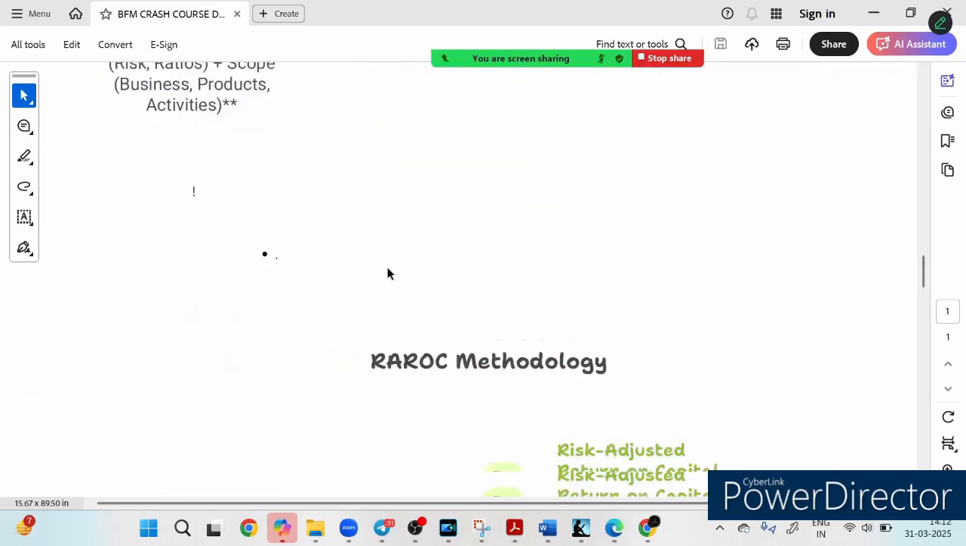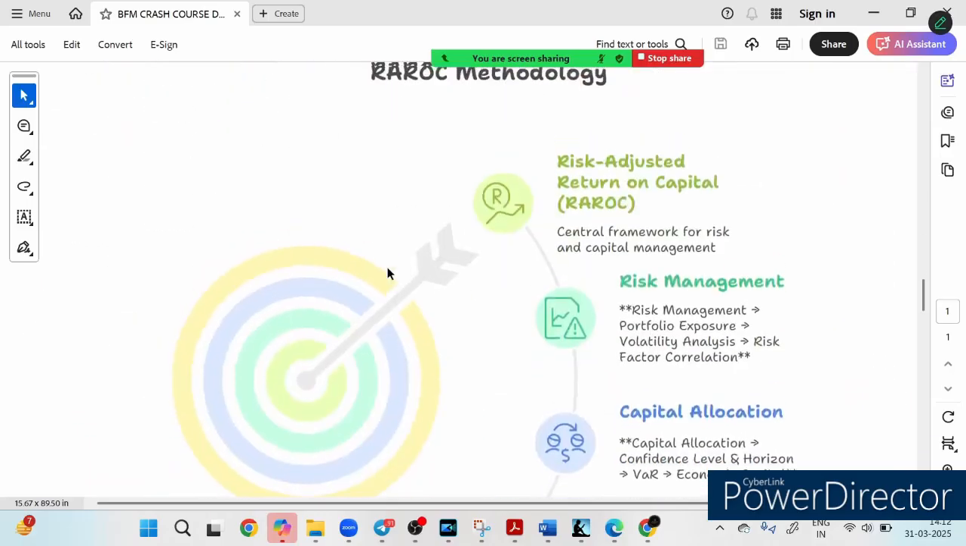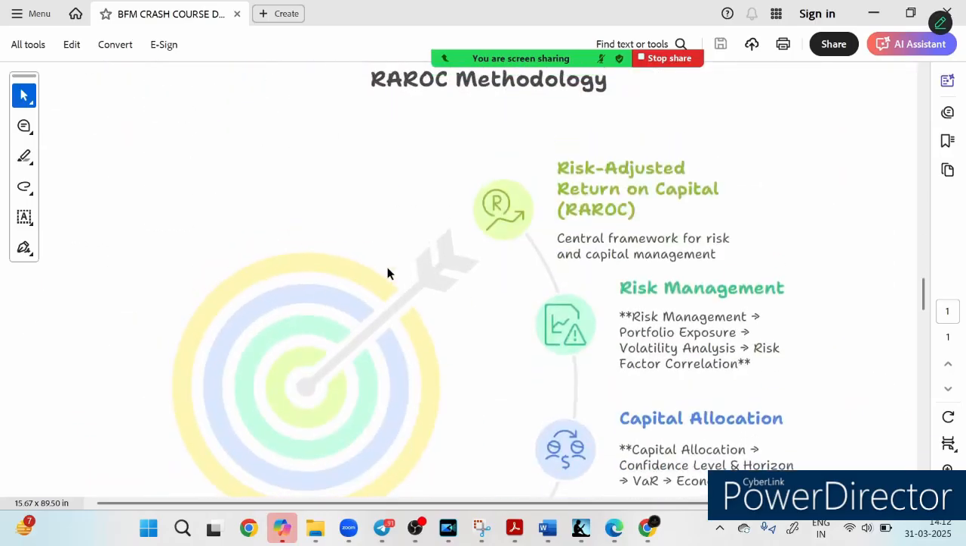Now friends, let's switch our focus to the RAROC methodology. Imagine running a business where every decision carries a certain level of risk. Wouldn't it be great to have a system that not only measures profit but also tells you whether you are taking the right amount of risk? That is where RAROC, risk adjusted return on capital, comes into the picture. RAROC is the heart of risk and capital management. It helps banks and financial institutions evaluate their performance while considering risk, ensuring smarter and more sustainable decision making.